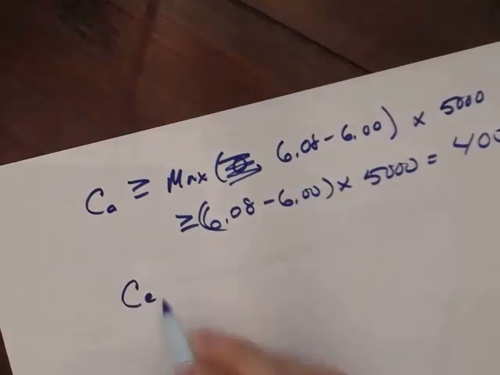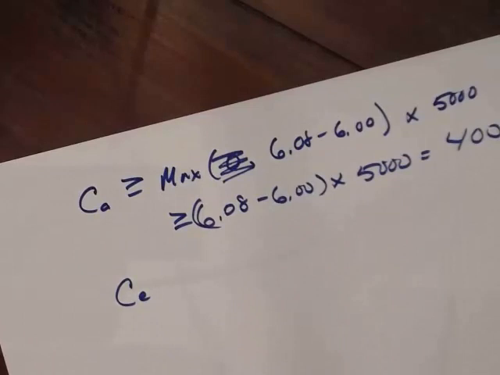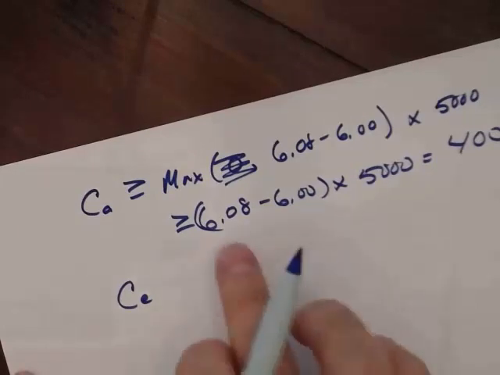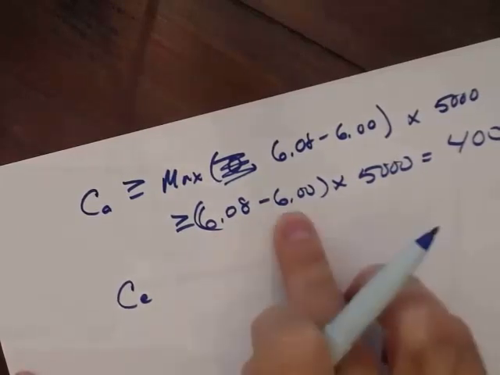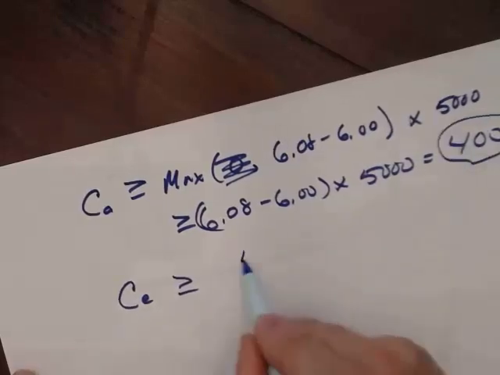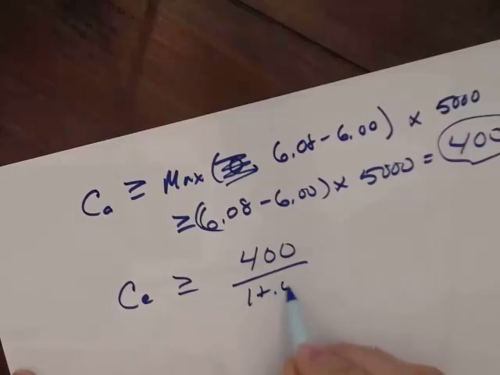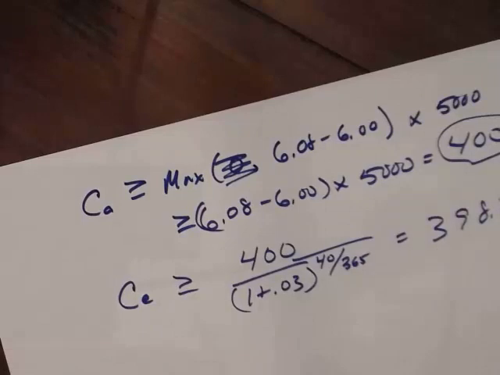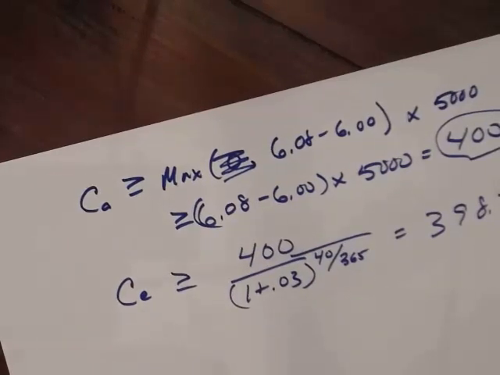So for the European now, where there has to be a delay in the exercise, we have to discount both of these things back. The easiest way to do that is to take the 400 and divide it by 1 plus the r, which is 3%, to the power of 40 over 365 days, and we end up with 398.71. That reflects the opportunity cost of delaying exercise associated with European options. Okay, so that's a brief introduction to the calls.